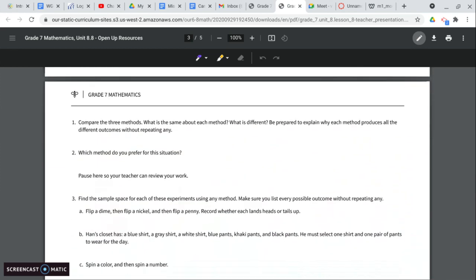So compare the three methods. Which is the same about each method? What is different? Be prepared to explain why. So looking at each of these, they are all slightly different, but they represent the same thing. They all show the 12 possible outcomes. So they all show 12 outcomes, which is how many we have total in this situation.